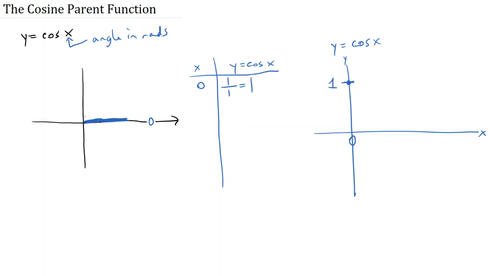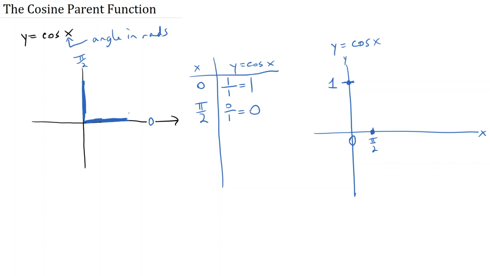And then let's rotate all the way up here to pi over 2, another easy angle to work with. If we look at pi over 2, cosine gives us the adjacent or horizontal side is 0 divided by a hypotenuse of 1, reduces to 0. So at pi over 2, cosine outputs 0.